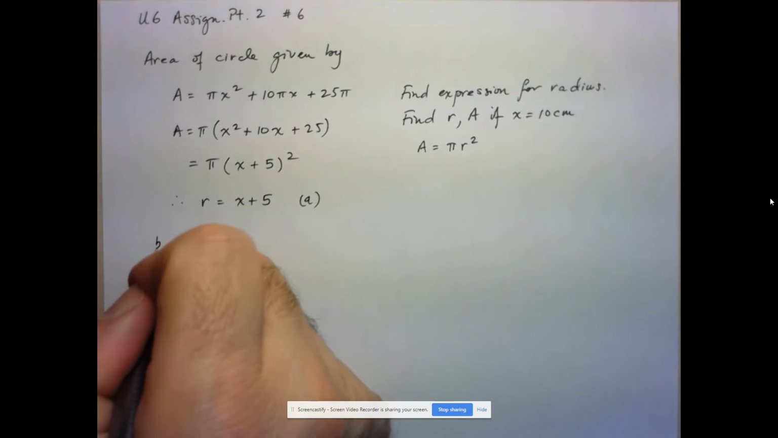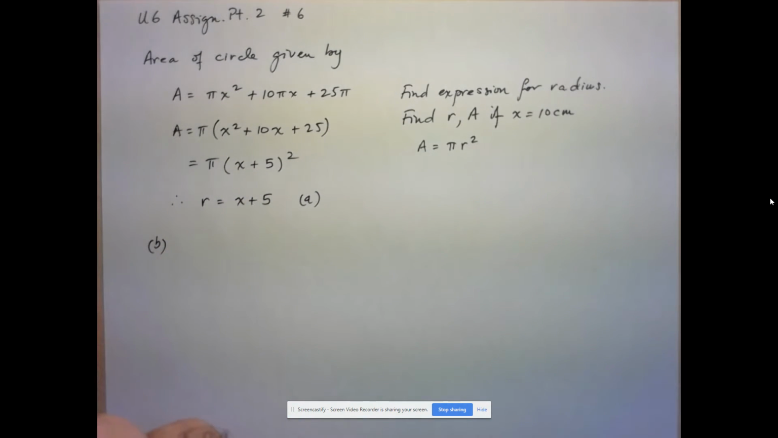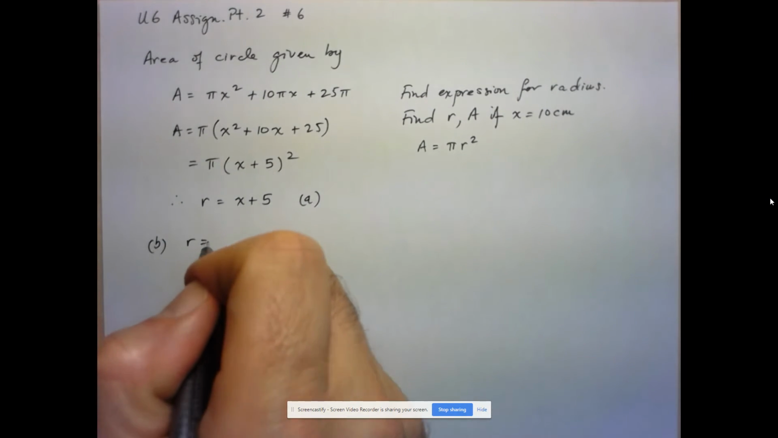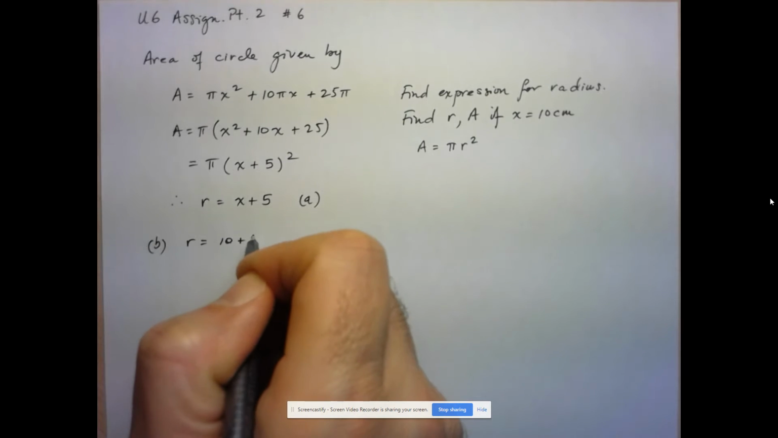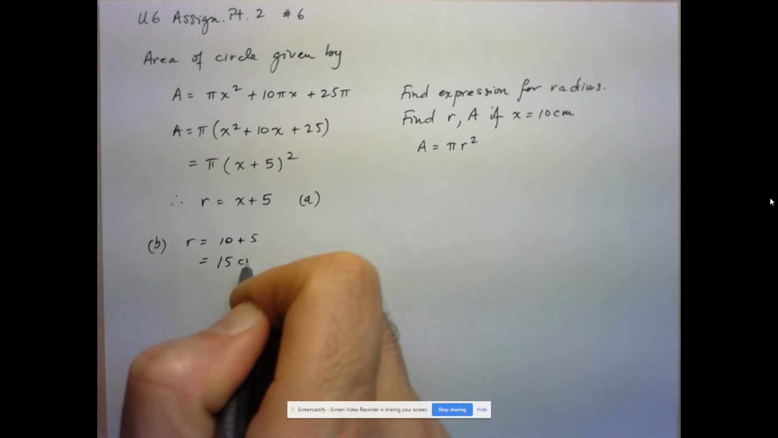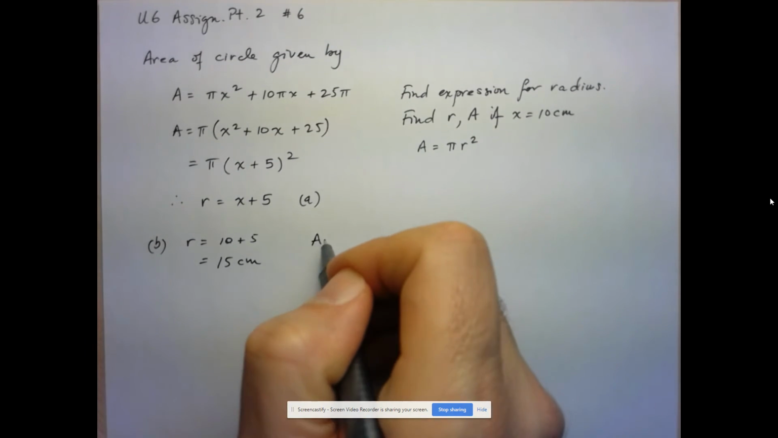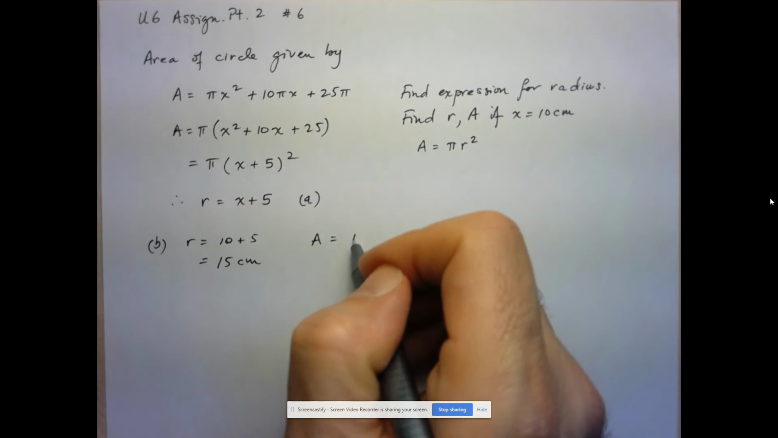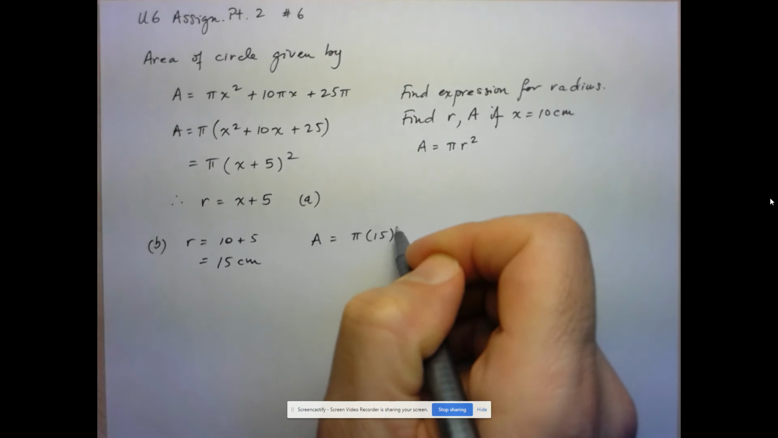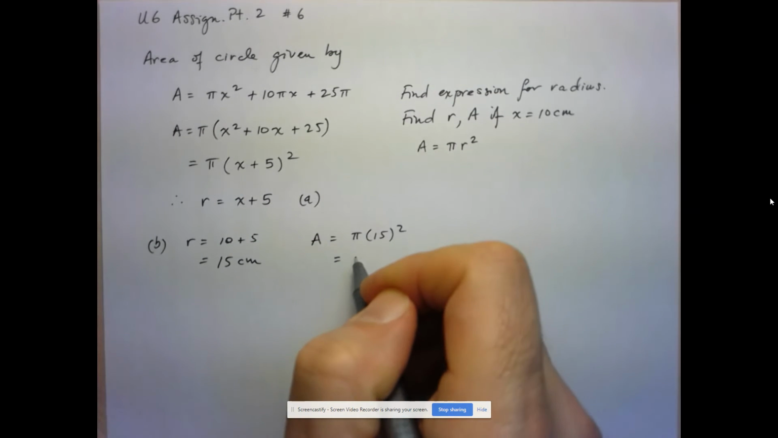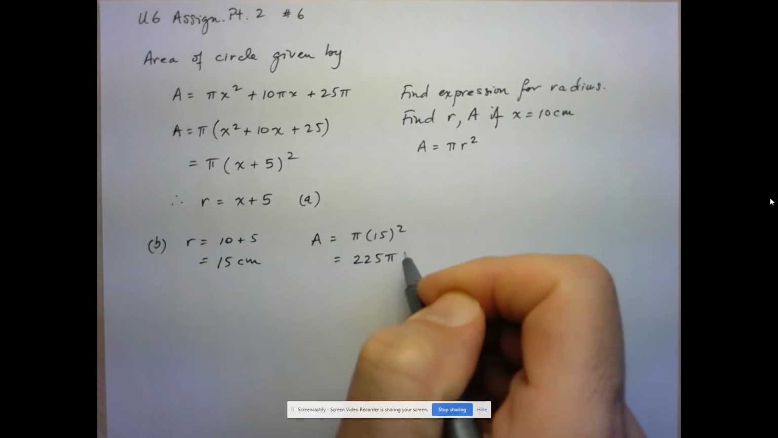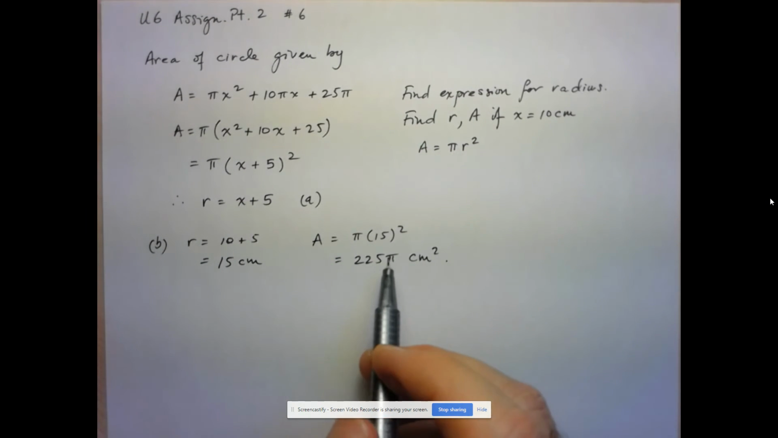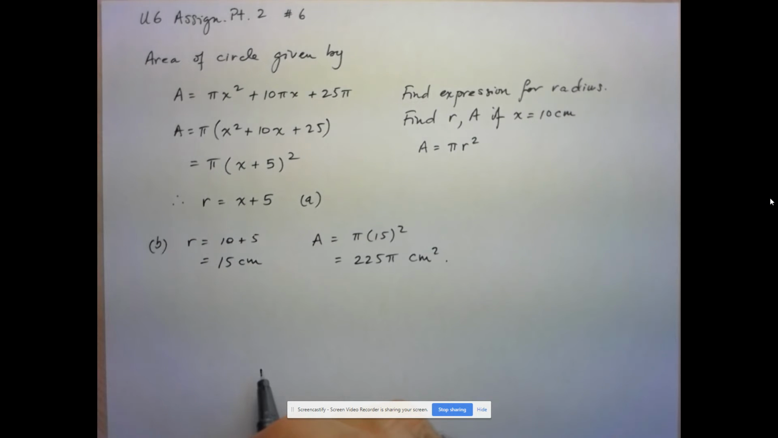And if I want part B, well, they just asked us to find the radius and the area when x is equal to 10. So radius, pretty easy, just 10 plus 5, so 15 centimeters. And then the area, of course, is just going to be pi times 15 squared. So that's 15 squared is 225 times pi centimeters squared. Okay, and I'm going to leave it in exact form. I could have also approximated.